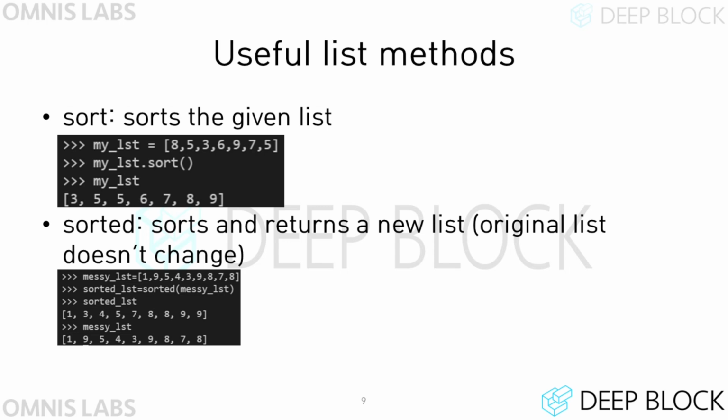If you do not want to change the original list and want to get a new list with sorted elements, you can use the sorted function. If you pass a list as an argument to the sorted function, the sorted function returns a new list in which the elements in the argument list are sorted in ascending order. Therefore, the original list that was passed as an argument will not be changed.